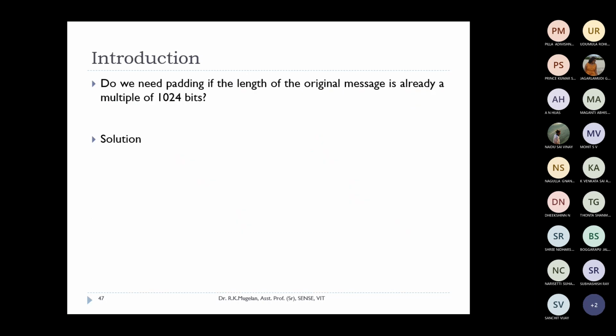So this is a yes or no question. Do we need a padding if the length of the original message is already a multiple of 1024 bits? Yes or no? Tell in the chat box. They're saying the length of the original message is already in multiples of 1024. In that scenario, do I need a padding bit or not?